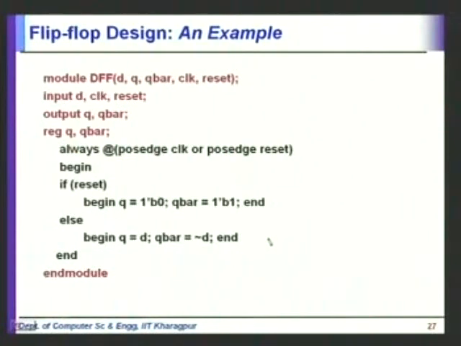Here is another example for designing a flip-flop. So the flip-flop has an input D, it has the outputs Q and Q bar. Okay, this is a D flip-flop. So it has two outputs Q and Q bar. You have a clock and you have a reset. So in the always block, now see, we have this begin and end to indicate the beginning and end of the always block.